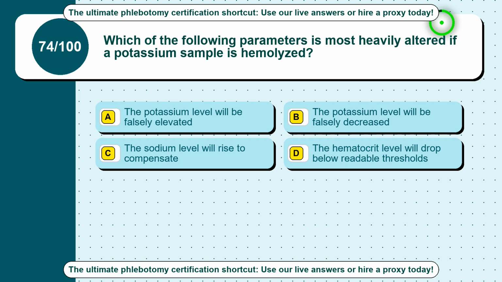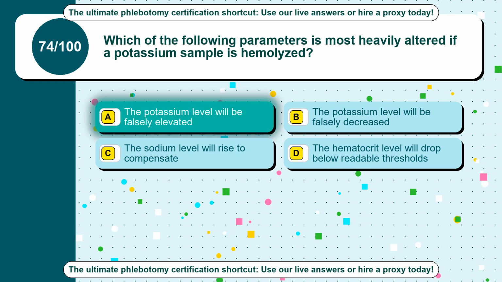Question 74. Which of the following parameters is most heavily altered if a potassium sample is hemolyzed? Option A. The potassium level will be falsely elevated. Option B. The potassium level will be falsely decreased. Option C. The sodium level will rise to compensate. Option D. The hematocrit level will drop below readable thresholds.